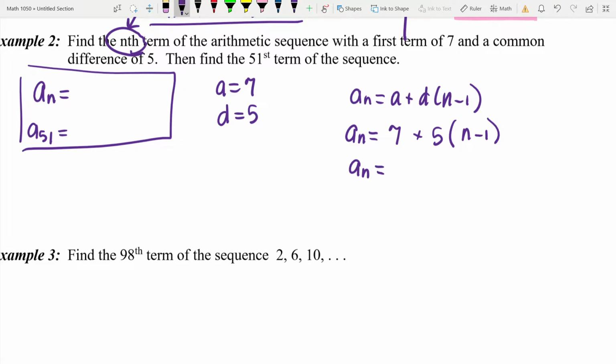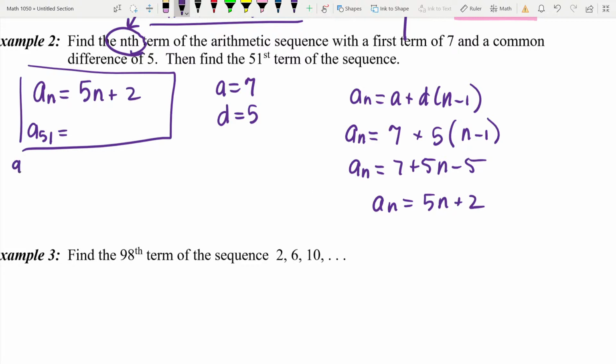Some of you have forgotten, by the way, on your quiz, what simplify means. Remember, simplify means no more parentheses in your answer. Okay, so that is not simplified. So that's 7 plus 5n minus 5. So a sub n is 5n plus 2, or 2 plus 5n. So I'm going to come over here, and I'm going to write my answer.